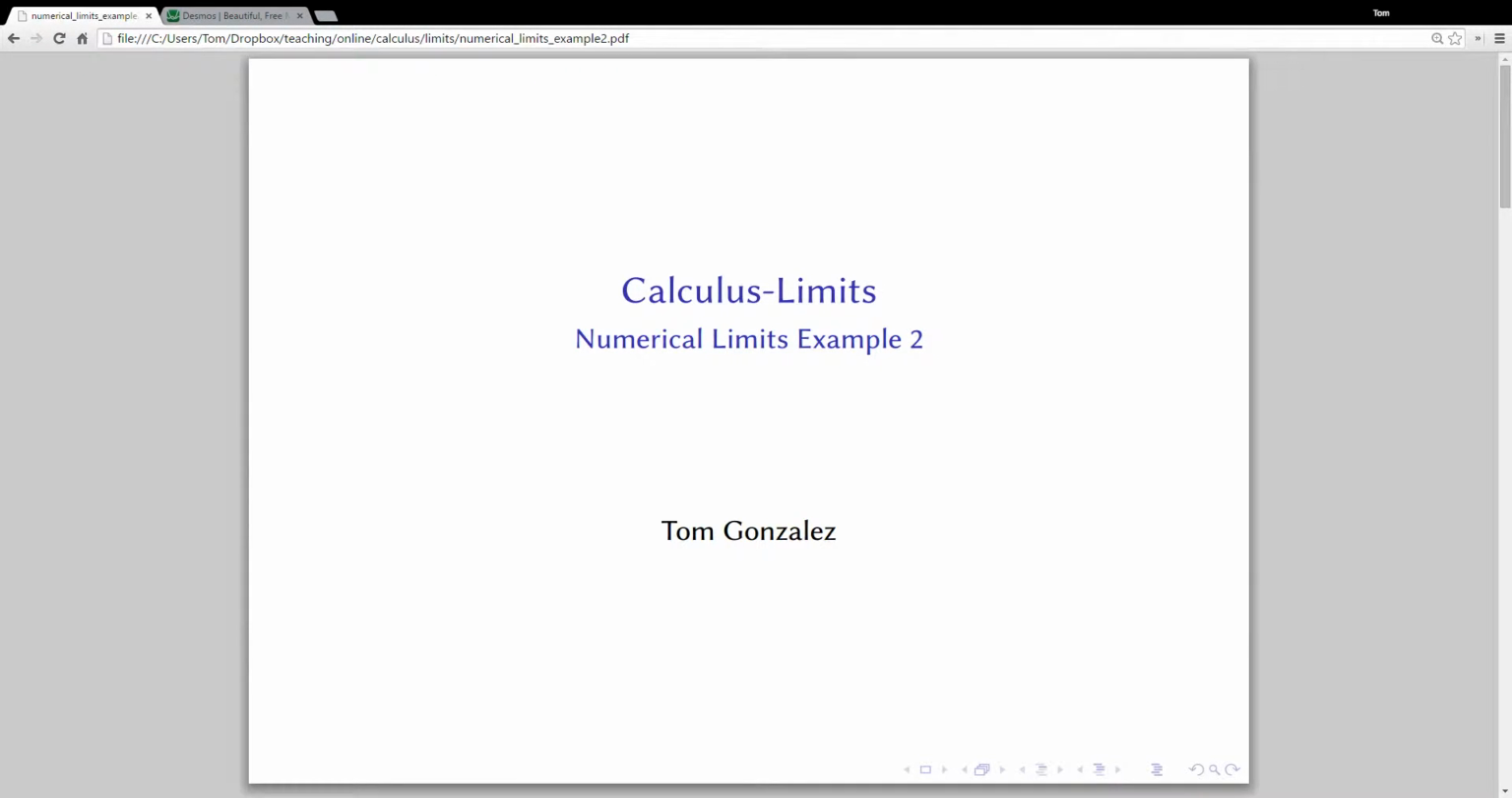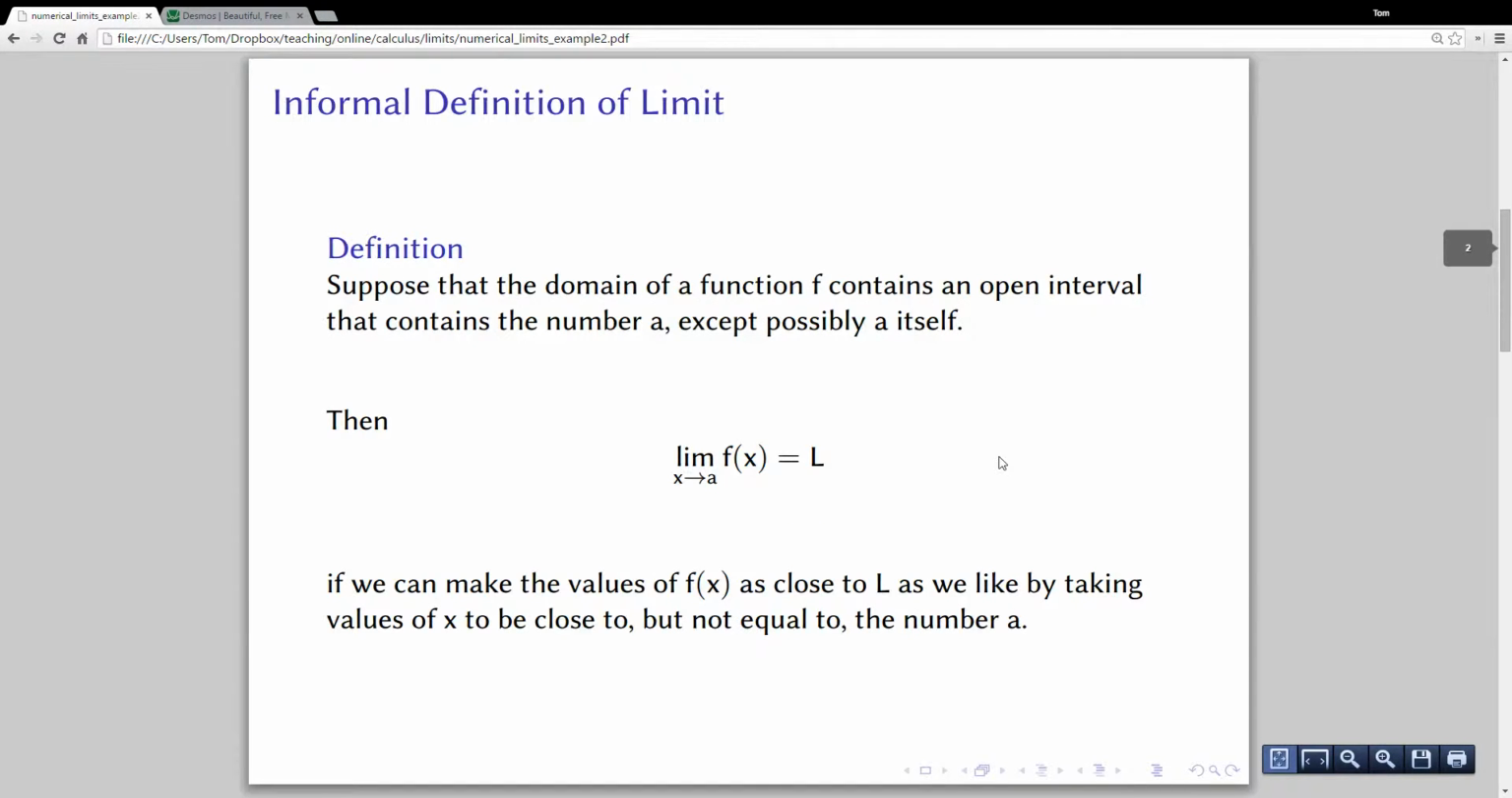All right, in this example, we're going to calculate a limit numerically. Once again, make sure that you recall what the definition of the limit is. The limit as x approaches a of f of x equals L. What that means is that if we take values of x that get closer and closer to a and plug them into this function f of x, then the corresponding outputs are going to get closer and closer to this number L here.